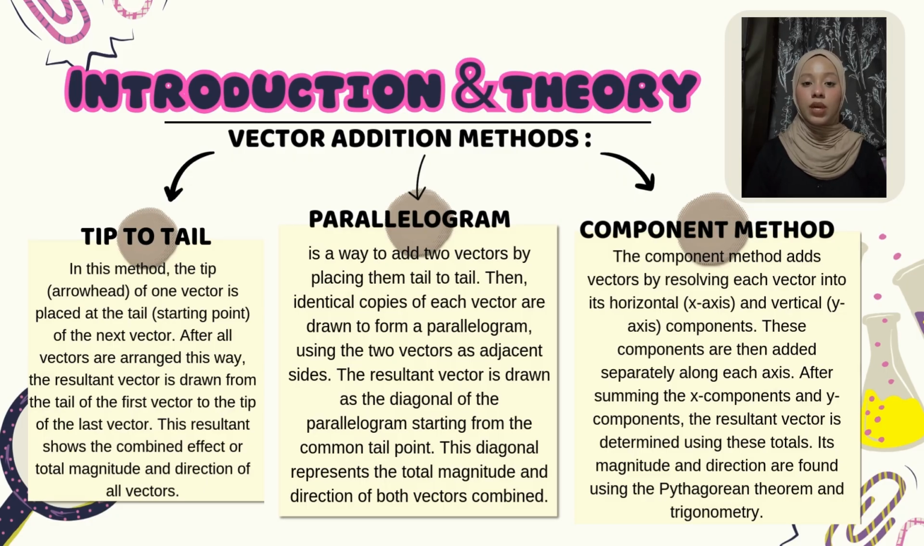And the last one is the component method. The component method adds vectors by resolving each vector into its horizontal x-axis and vertical y-axis components. These components are then added separately along each axis. After summing the x components and y components, the resultant vector is determined using this total. Its magnitude and direction are found using the Pythagorean theorem and trigonometry.